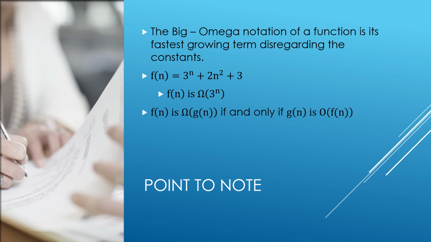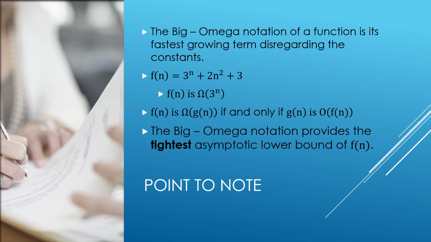F(n) is omega of g(n) if and only if g(n) is O of F(n). In easier words, if g(n) is the lower bound of F(n), then F(n) is the upper bound of g(n). The big omega notation provides the tightest asymptotic lower bound of F(n).